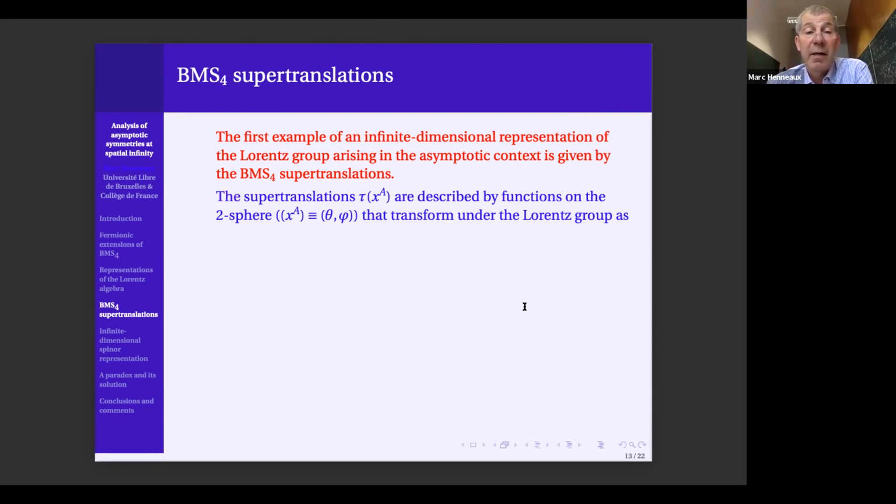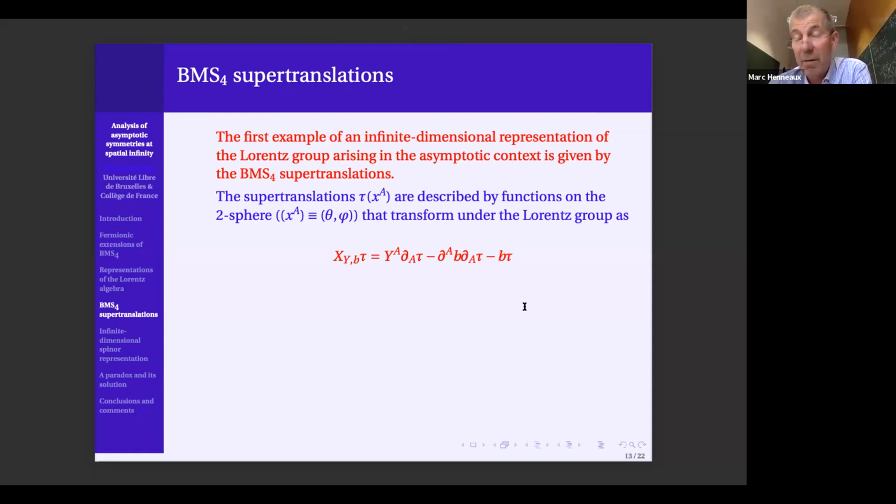And now the super translations can be described by one function which has both an even and odd part on the two sphere. So you can combine, as I mentioned, T and W, which appear in the Hamiltonian description, into a single function on the two sphere, as is well known. I called it alpha, now it's called tau, which transforms under the Lorentz group. Well, under rotation, that's pretty clear.